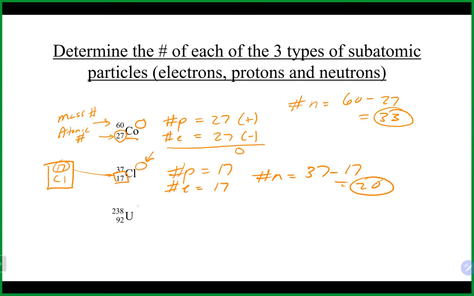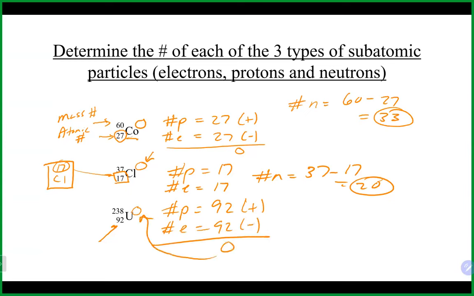Lastly, U is uranium. And once again, no charge. Looking first at our atomic number tells us our number of protons, which is 92. And again, to balance it out, because it has no charge, we're going to go with an equal number of negatively charged electrons, which is why, again, it has no charge. And our number of neutrons in this case is going to be 238 minus 92. Feels like a lot, like a 146, maybe something like that, give or take. Any questions on any of those there?